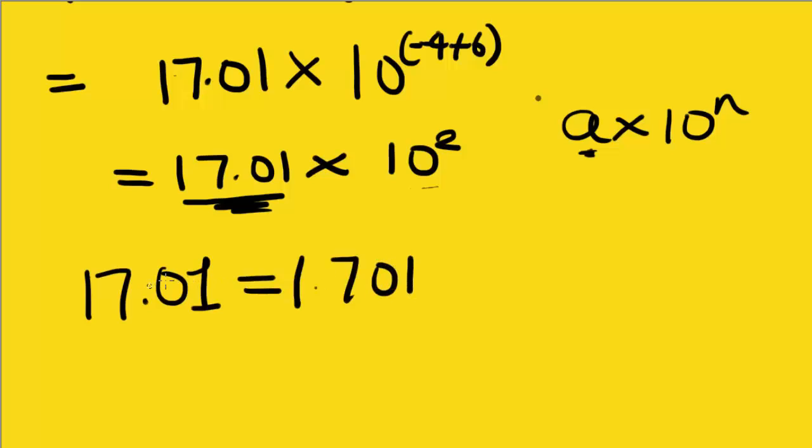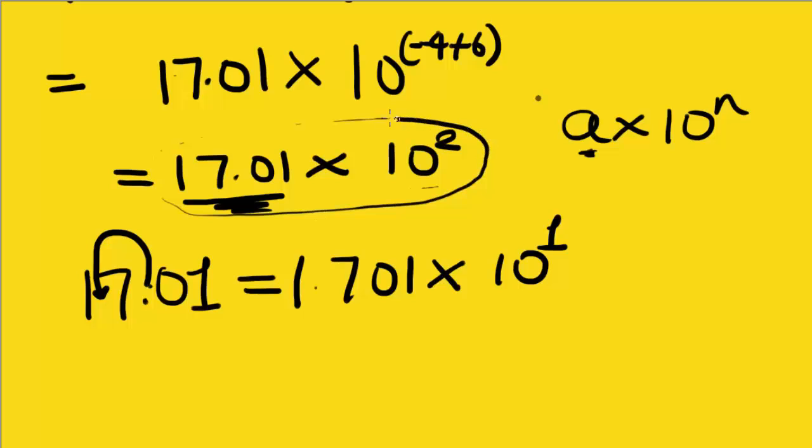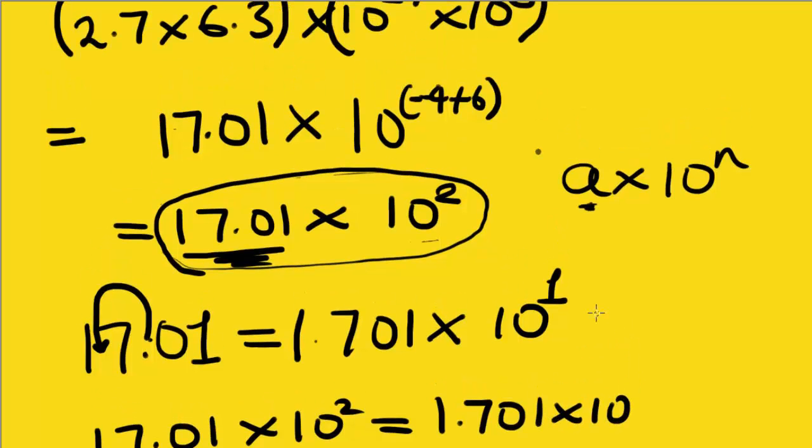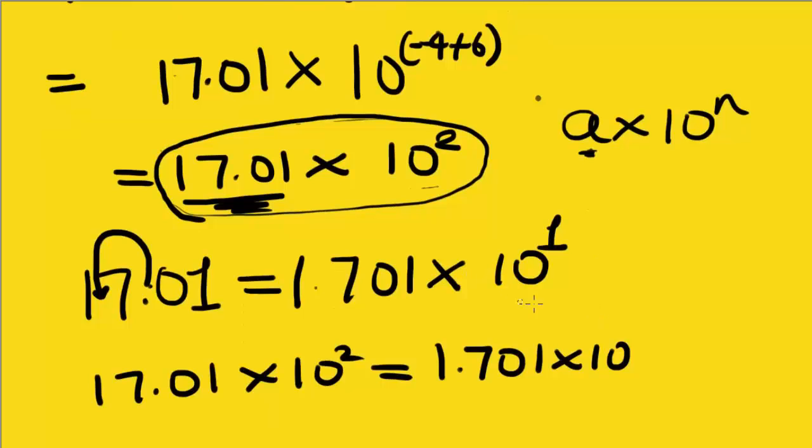So you times 10 to the, and n will be the number of times you move to get to the position where you have one digit before the decimal place, and that's just once. So it's times 10 to the 1. So therefore this whole expression here is essentially this. Times 10 to the 1 times 10 to the 2.